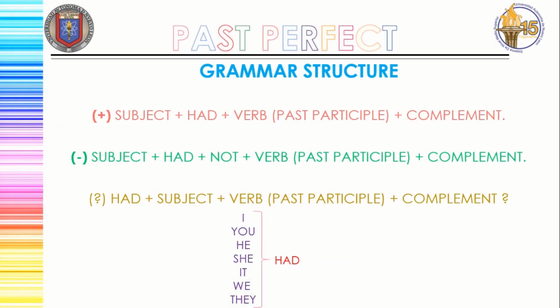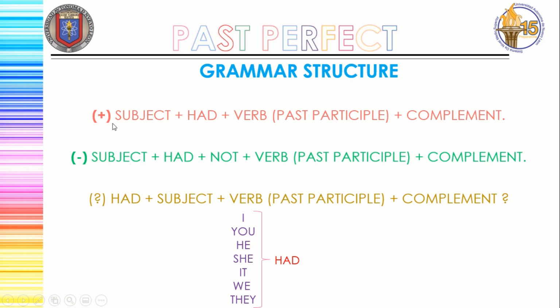So then we have the next topic, past perfect. So I'm going to explain the grammar structure, but first we need to know the auxiliary. In this case, we're going to use the auxiliary had for all the pronouns. We have I, you, he, she, it, we, and they, and we're going to use the auxiliary had.